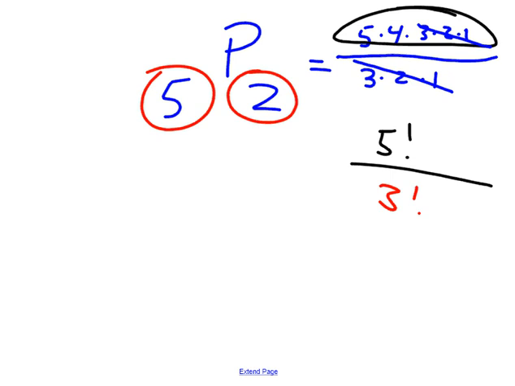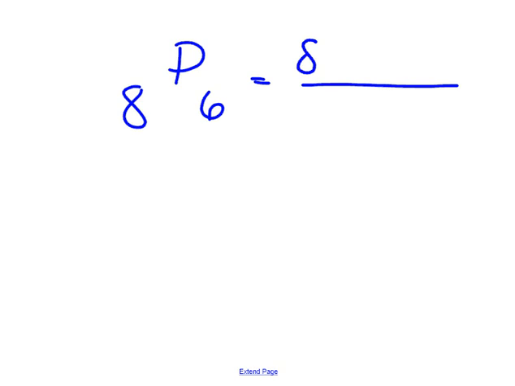Okay, let's do another one. 8P6. First of all, what goes on top? Say it right. 8 factorial. 8 times 7 times 6 times 5 times 4 times 3 times 2 times 1. It's a bit of a pain to write them all out, but do it. Won't take you that long.